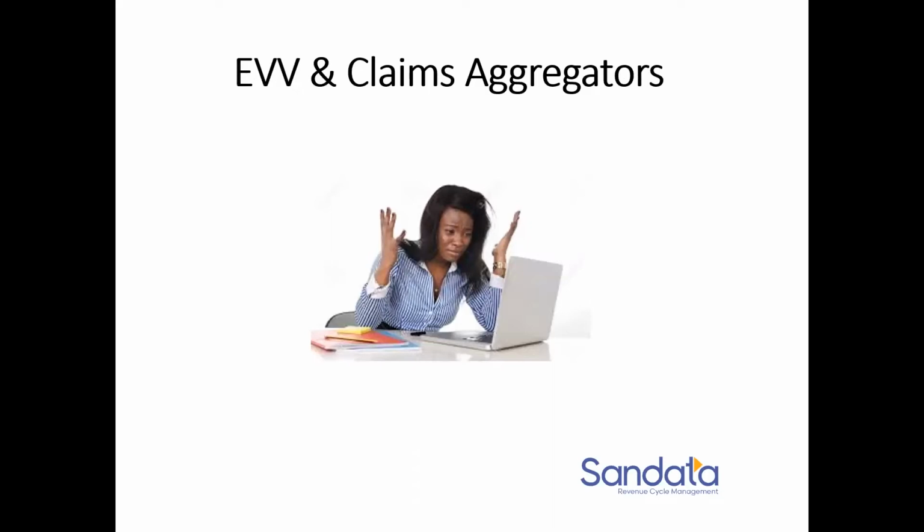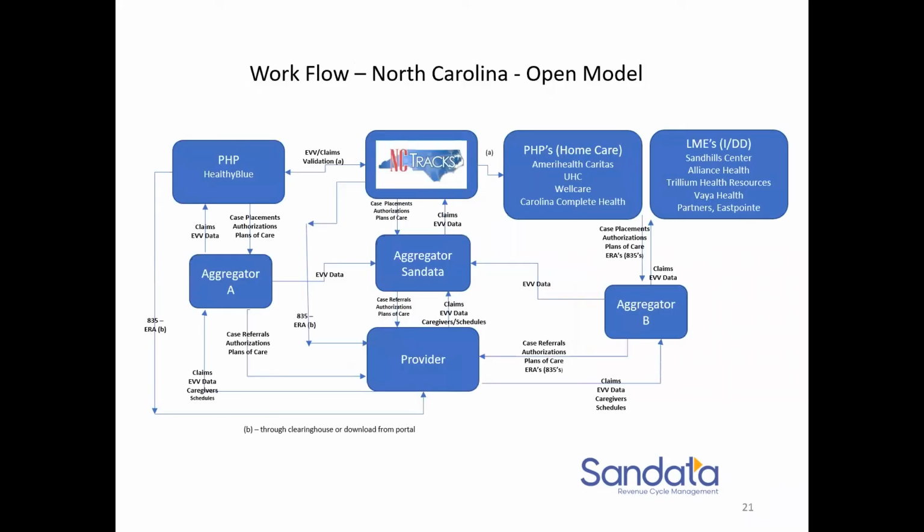I wanted to go a little bit over EVV and claims aggregators. More and more states are requiring EVV. That will be required at some point in time over all 50 states. And more states are moving towards managed care, and they're inserting aggregators into the process. So here's a scary chart. This is North Carolina. North Carolina recently switched to managed care. So on the upper right-hand side, you've got 4 payers, actually a total of 5 payers for home care services and 5 payers for IDD services.